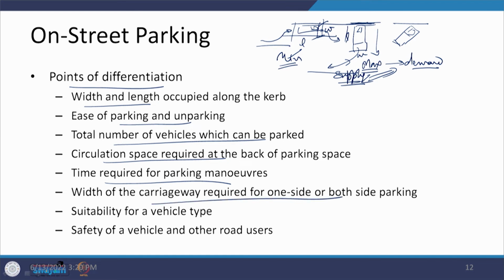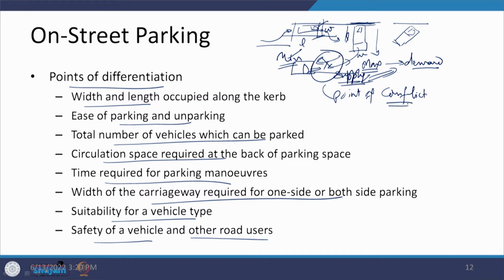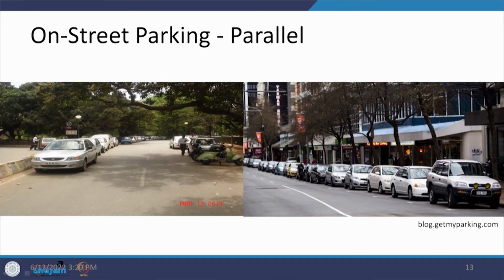Width of the carriageway required for one side or both sides of parking, we already have talked about the values. Suitability for a vehicle type and the safety of vehicle and other road users, because when this vehicle is coming out and there is another vehicle which is moving on the road, this will become the point of conflict. So, we have to consider this type of a scenario also. So, based on these points, let us look at the various types of the parking patterns.